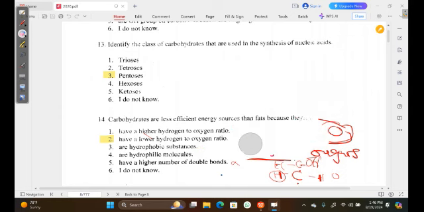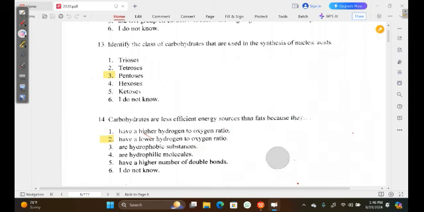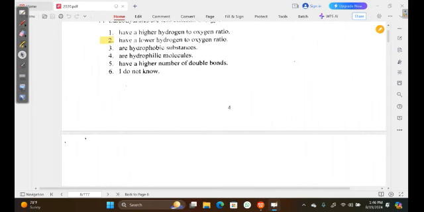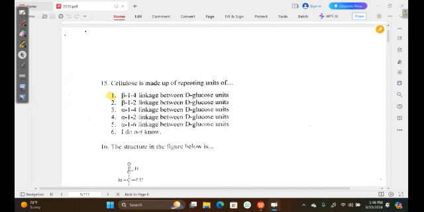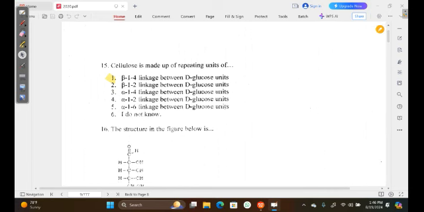So moving on, we'll have a look at question number 15. Let's check out what question 15 is actually saying. Question 15 reads, cellulose is made up of repeating units of. So what is cellulose? What do we know? We know that cellulose is actually a polymer of glucose. What type of glucose? It is the D-glucose. Then what is the bond found in cellulose?